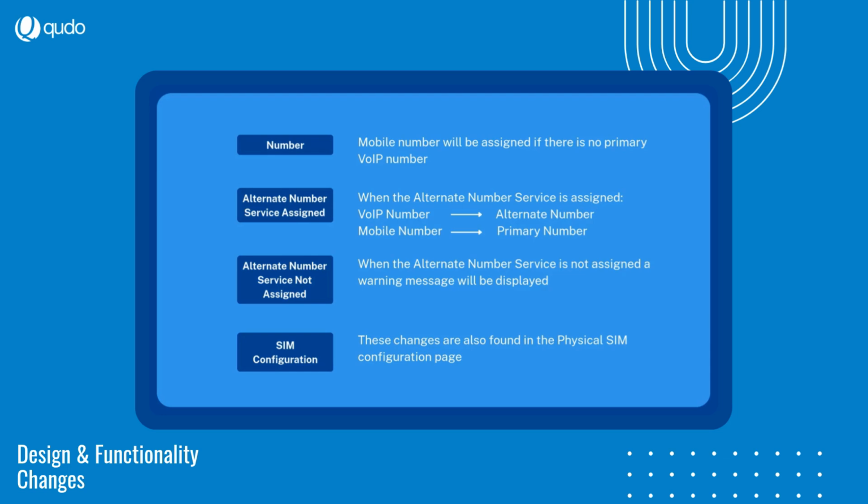When a Tango number is assigned to a user, the VoIP number field on the user's VoIP account page will be greyed out and cannot be changed. These changes have also been implemented in the SIM configuration page when configuring a physical SIM card.